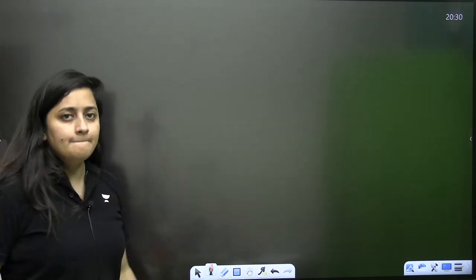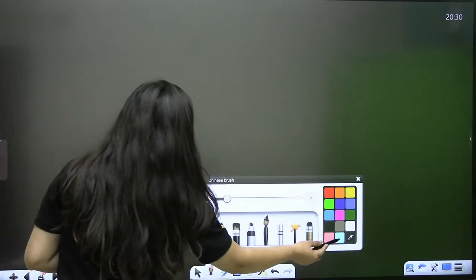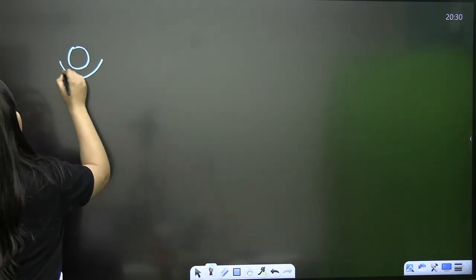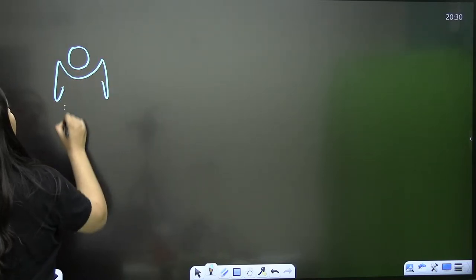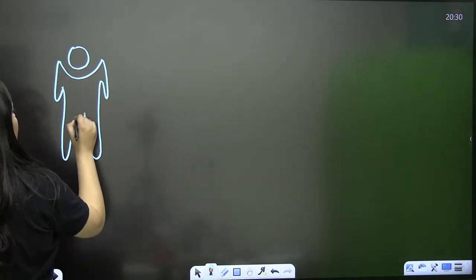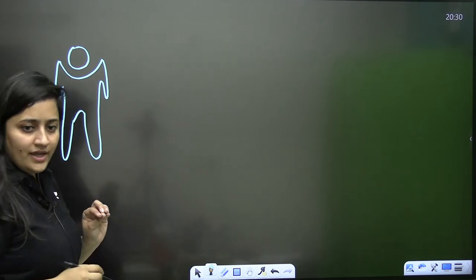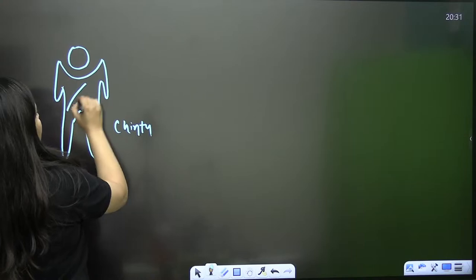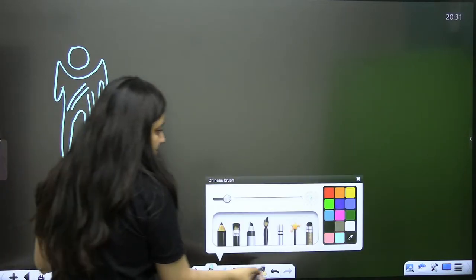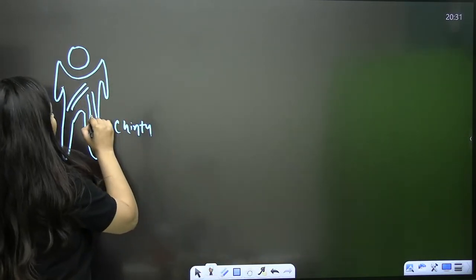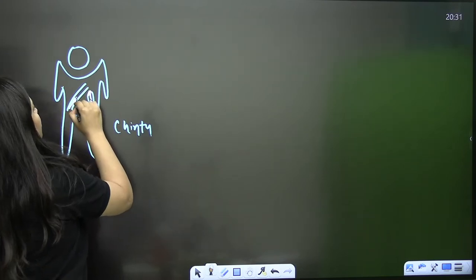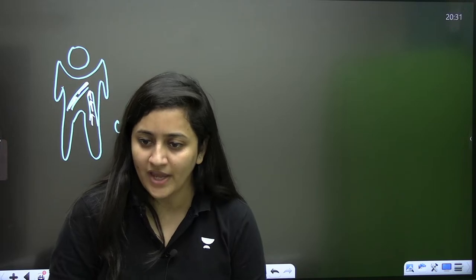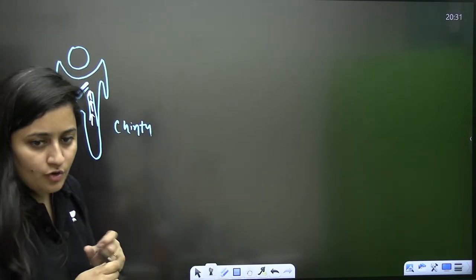Clear? So now in our body, let's say my chintu is healthy. So in the chintu's body, obviously blood vessels are there. So here in these blood vessels, the blood flow should be very normal. It should not be restricted. Okay, the blood flow should be normal. It should not be restricted.